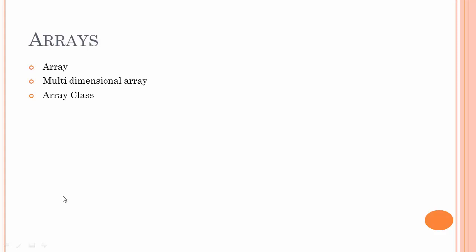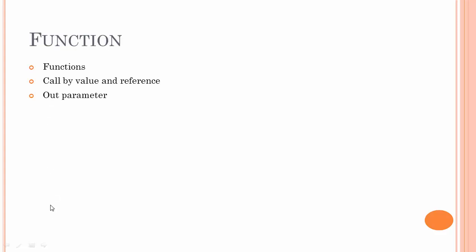Arrays. Arrays are a user-defined data type where we can store multiple data in a single variable. So here we will learn single and multi-dimensional array, and we will also learn about array class, which is an inbuilt class. Functions. We will see how to do modular programming using functions, and we will also learn about call by value and call by reference parameters and out parameter.